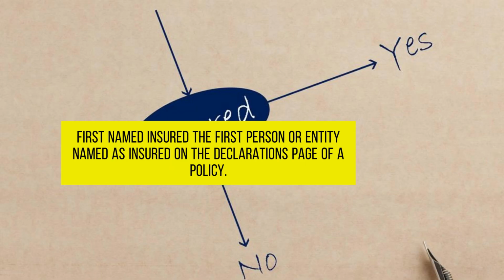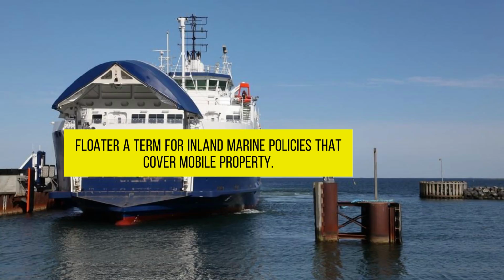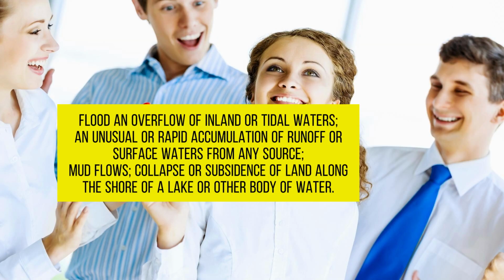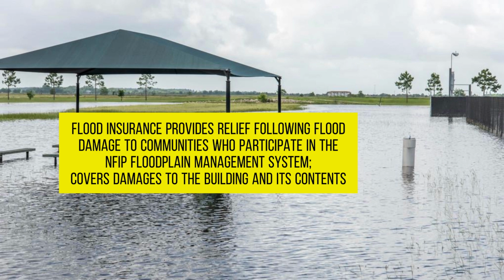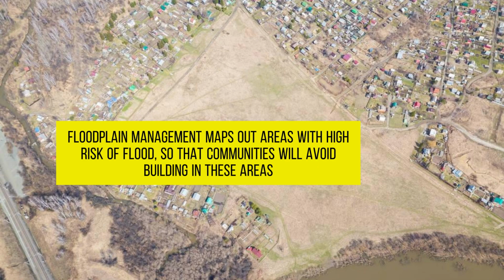First named insured, the first person or entity named as insured on the declarations page of a policy. Floater, term for inland marine policies that cover mobile property. Flood and overflow of inland or tidal waters, an unusual or rapid accumulation of runoff or surface waters from any source. Mud flows, collapse or subsidence of land along the shore of a lake or other body of water. Flood insurance provides relief following flood damage to communities who participate in the NFIP floodplain management system, covers damages to the building and its contents. Floodplain management maps out areas with high risk of flood so that communities will avoid building in these areas.